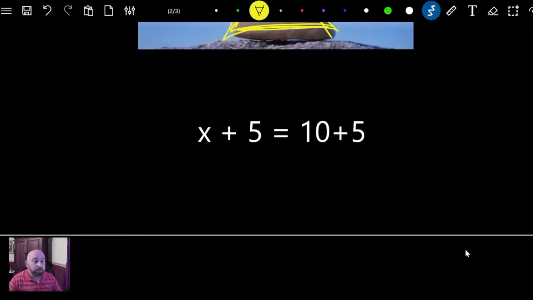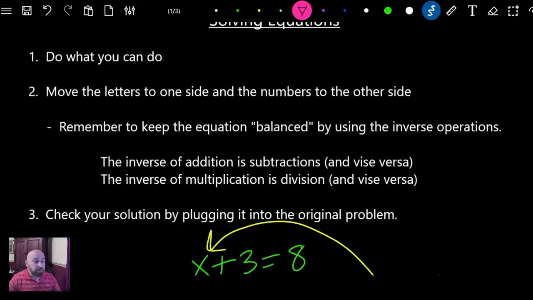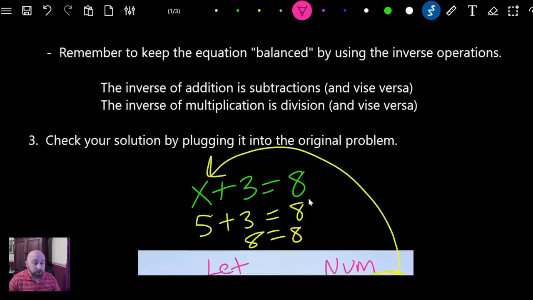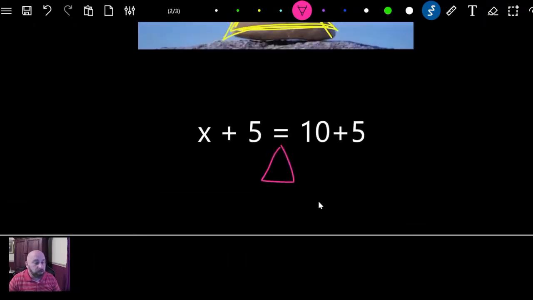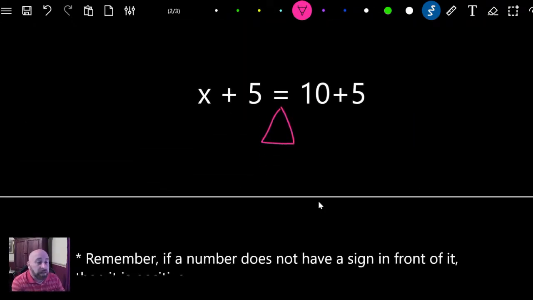All right? Now, let's go ahead and skip down. Let's do one more. Remember, this equal sign is kind of like our balance that the whole thing is balanced on, okay? So I'll put that triangle there. Hopefully that can help you remember. Now, let's go through our steps. So let's go back up here. Step number 1 is do what we can do. Let's take a look. Can we do anything here?